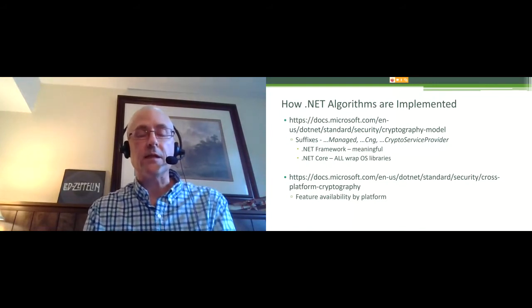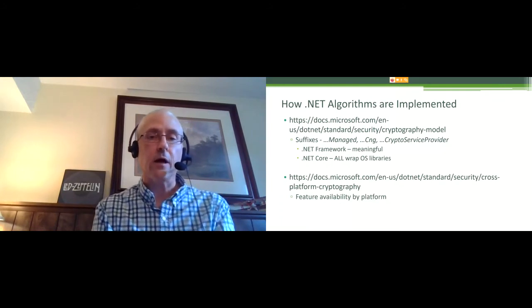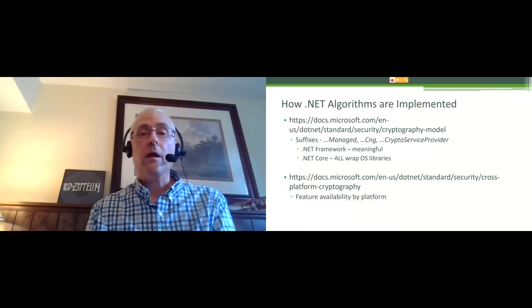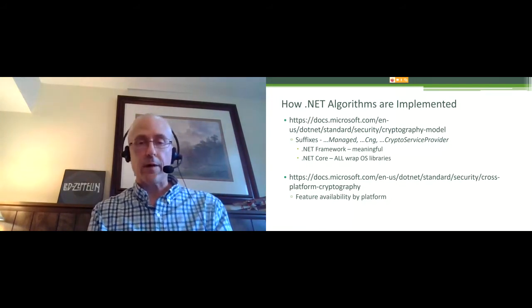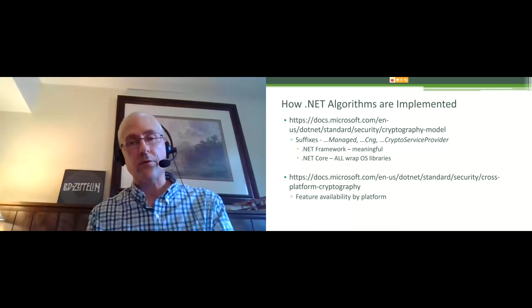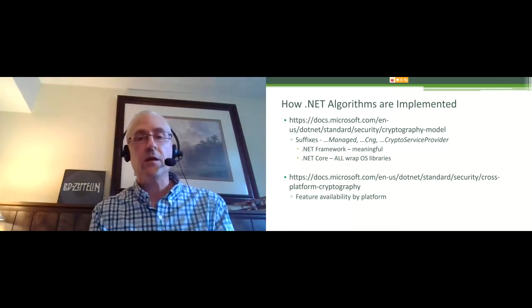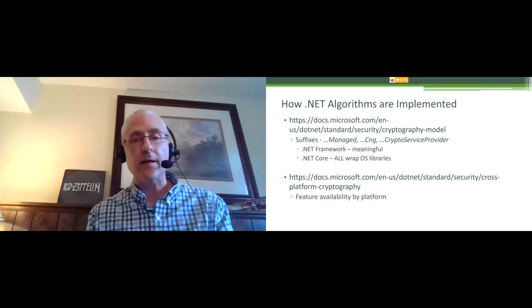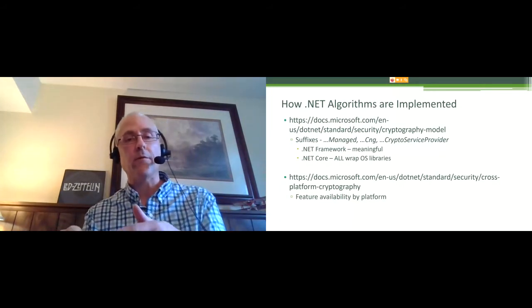If it ends in CNG, that means it's a wrapper for the Cryptography Next Generation on newer Windows. And if it ended in crypto service provider, that would mean it wraps CryptoAPI, which is available in older versions of Windows. So just so you know, in .NET Framework, what you choose for this matters depending on where you're going to deploy. It turns out in .NET Core, they took all of those classes and wrote them all to just wrap whatever library you're on.